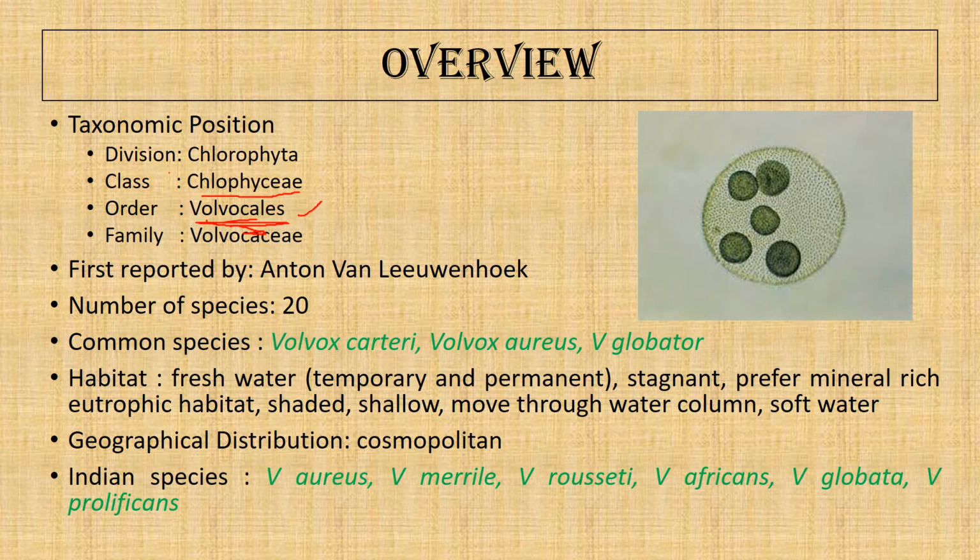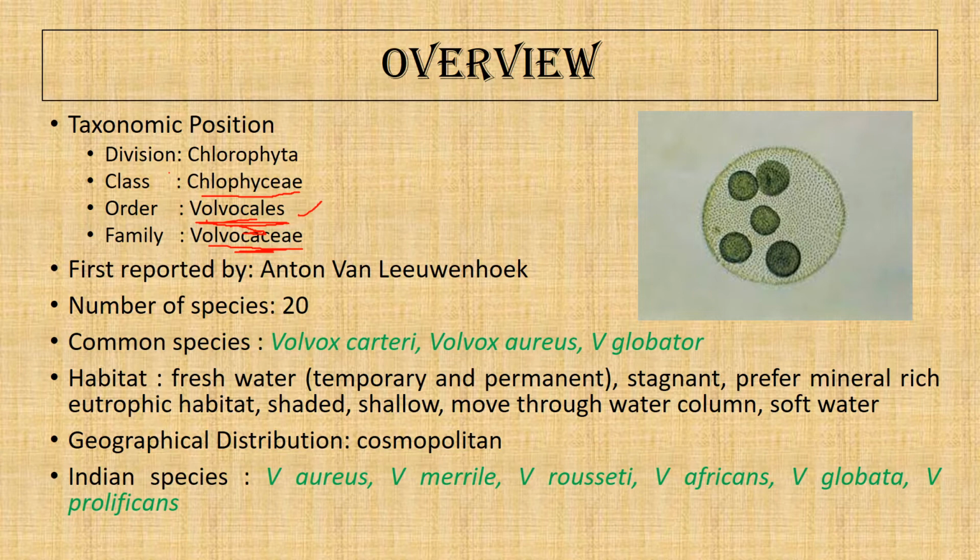Now the family Volvocaceae. The order Volvocales has 6 families: Chlamydomonadaceae, Volvocaceae, Polyblepharidaceae, Chlorodendraceae, Phacotaceae, and Spirillaceae. Here we are discussing Volvox, so it will be Volvocaceae.